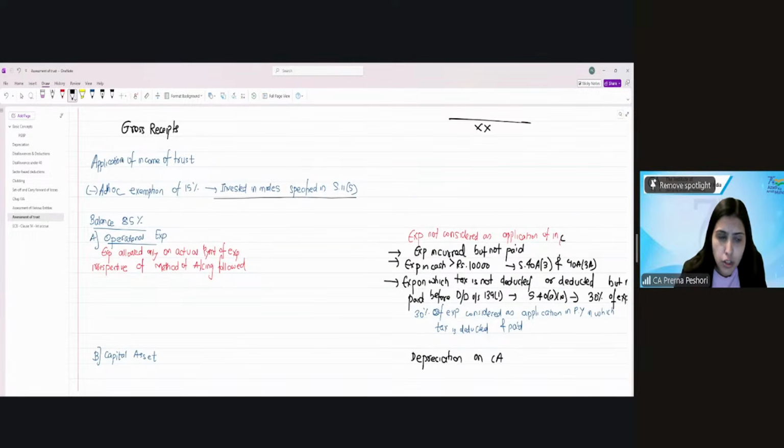So first is the operational expense. Second is the capital asset that we discussed. How will the operational expenses be allowed? Fully allowed. Depreciation is not deducted from it. No, on what basis do you allow that?